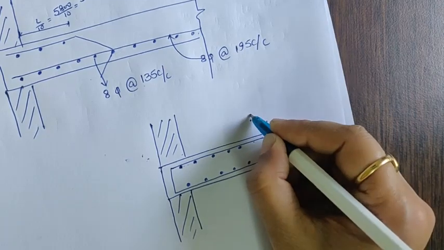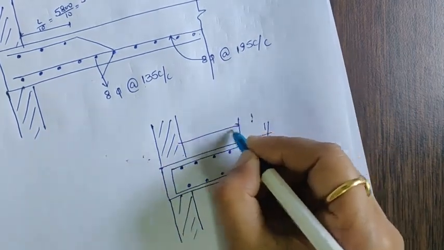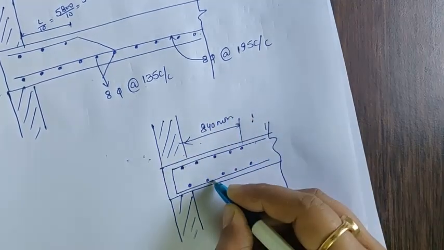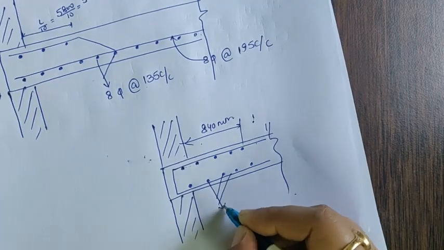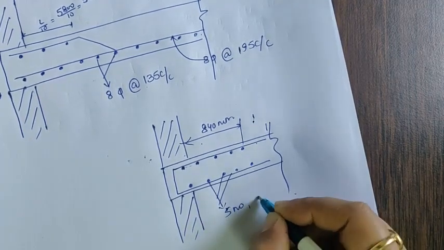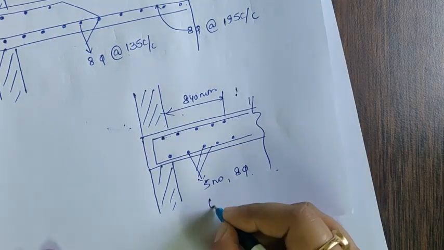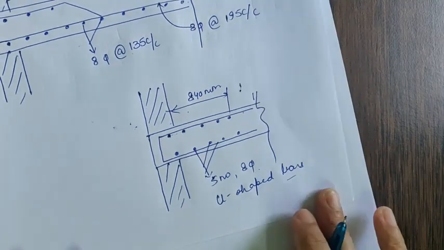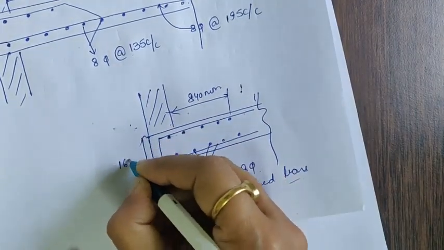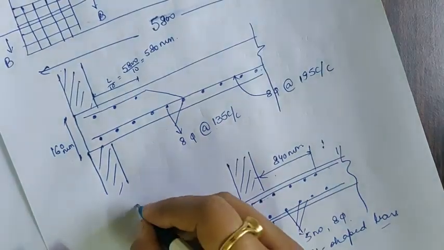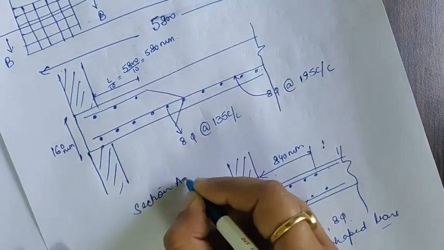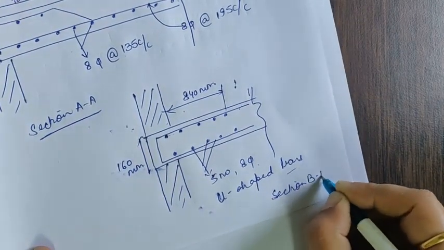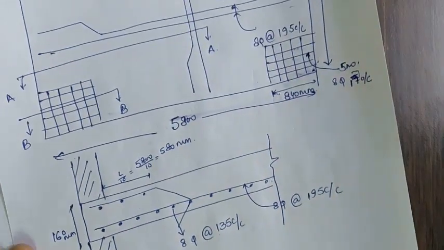Now this distance that we have covered by doing this is 840 millimeters. So what are these? All this is 5 number 8 dia U-shaped bars at the corners. So this depth is again 160 millimeters. So this is section AA. This is section BB. So this is the way we draw the reinforcement detailing.